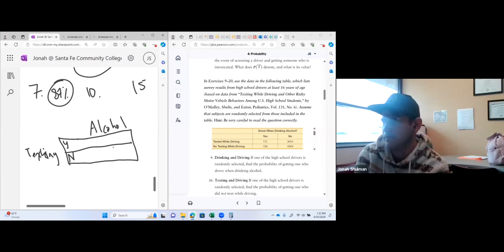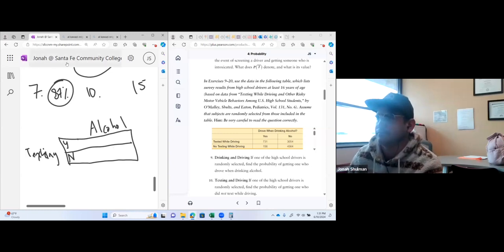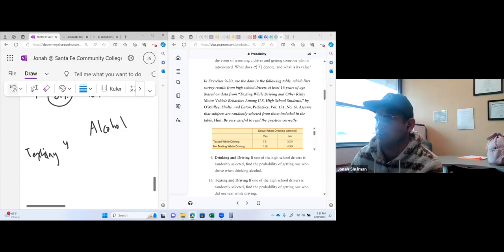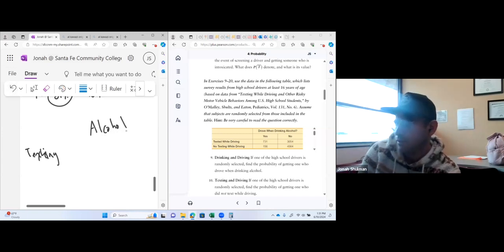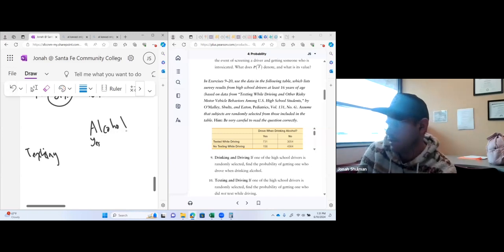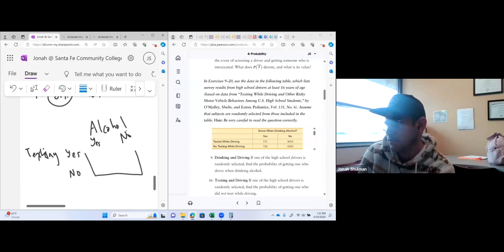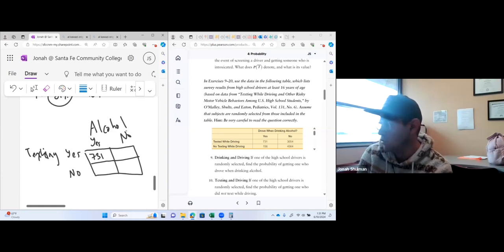And then I already need more space. I'm going to remake my chart. So we need a yes for alcohol, a no to alcohol. We need a yes to texting, and then no to texting. We have 731 who said yes to both.